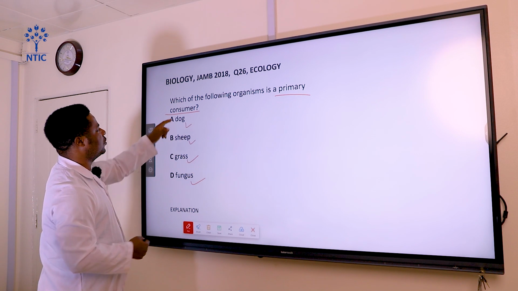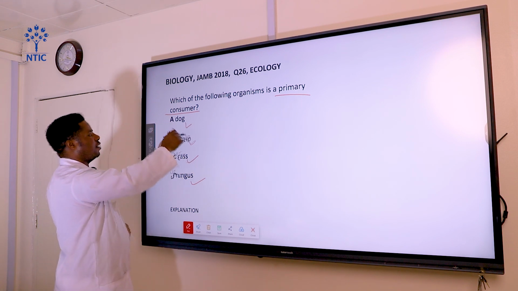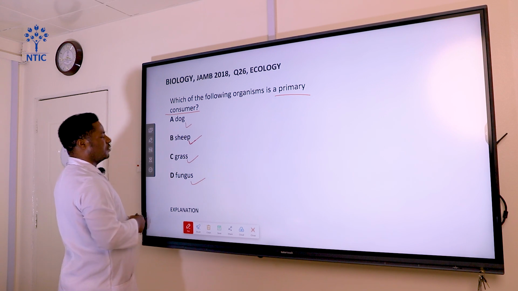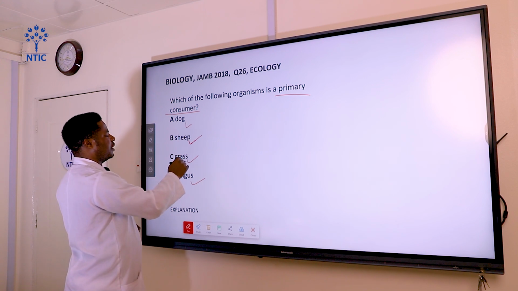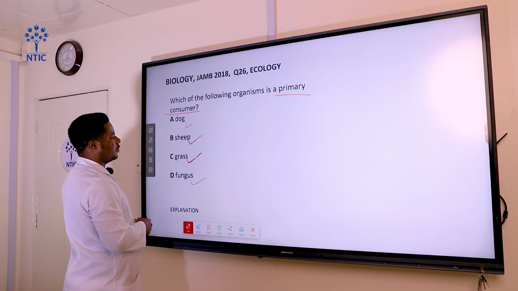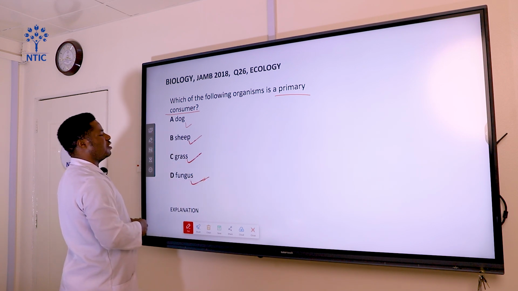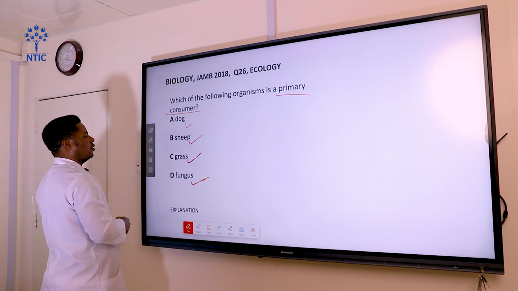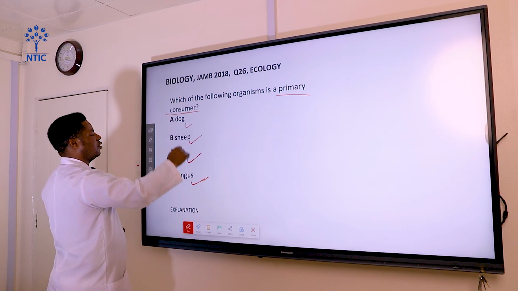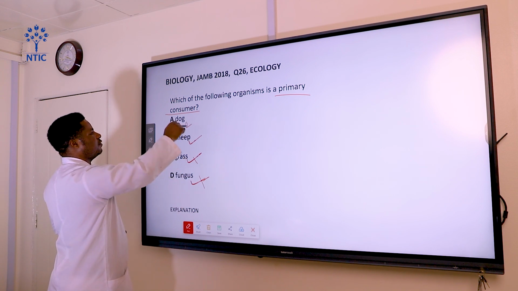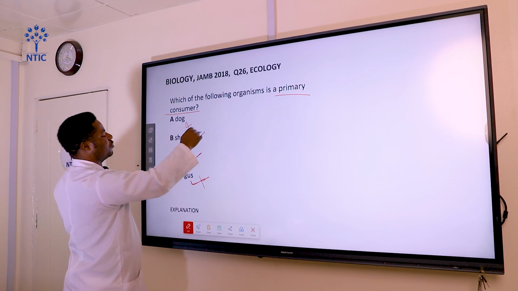For example, here we have sheep, which feeds on producers. We have grasses, producers. This one feeds on this. We have fungus. Fungus is not a producer. So this is not the answer, this is not the answer, this is not the answer. Sheep is the correct answer.